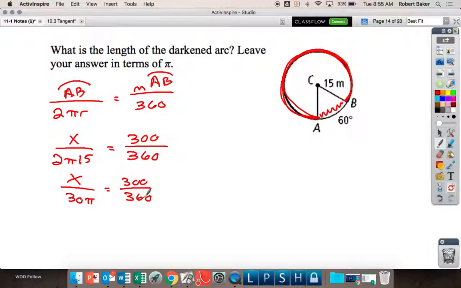And then it's just like every other proportion you've done. Cross multiply and solve. So 300 times 30 pi. Well, 3 times 3 is 9 with 3 zeros, and a pi. You don't multiply by the pi. Equals x times 360, or 360x. And how do you get x by itself? Divide by 360.